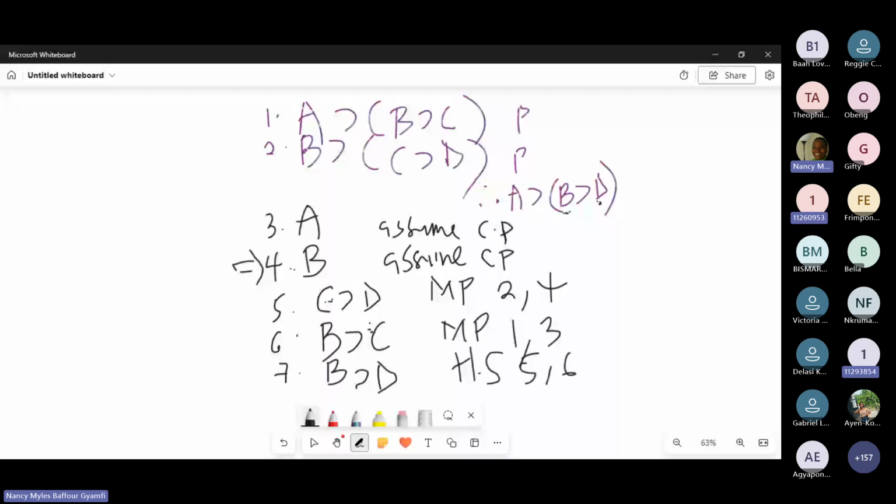And see that we have just gotten B and D. But you see that we can't discharge yet. I hope everyone can see why. We assumed the B. So we have to now prove D. That's what we have to do.